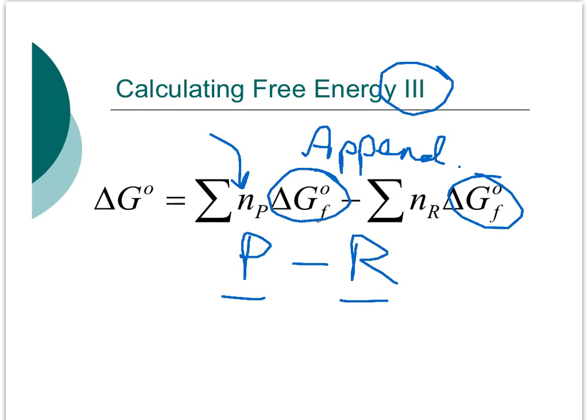And the method you use is all dependent upon the information you're given to start your particular problem. Are you given free energies of formation? Products minus reactants. Are you given some equations to manipulate to find a new equation? Use Hess's law. Are you given enough information to find the enthalpy and entropy changes at a given temperature? Then use G equals H minus TS.